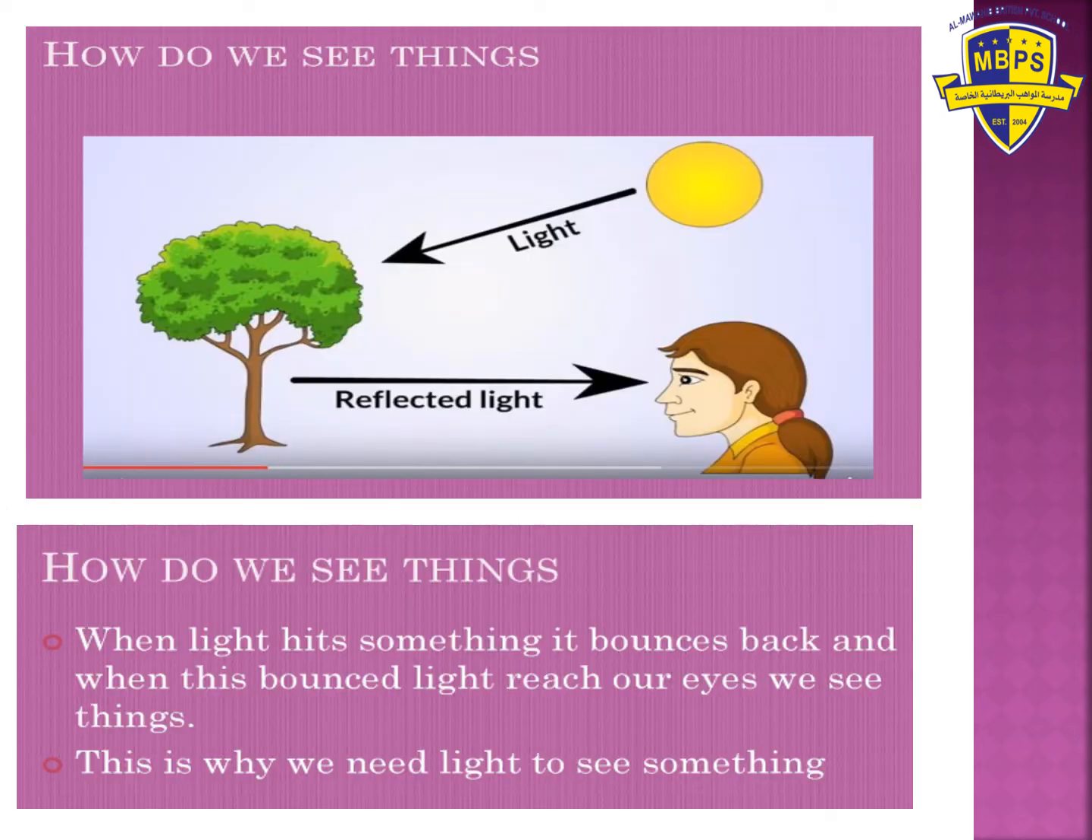So, how do we see things? In our imagination we think we see things from our eyes. But how do we see things? When light hits something, it bounces back. And when this bounced light reaches our eyes, then only we see things. Okay, students? This is why we need light to see something. If it is completely dark, we cannot see any reflection, any light, or any object around us. So we need light so we can see things.